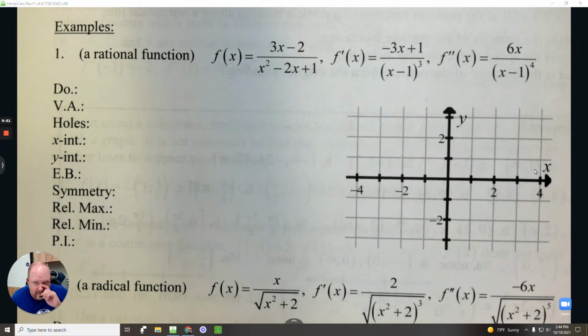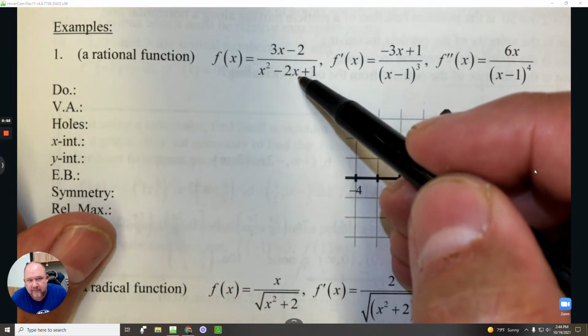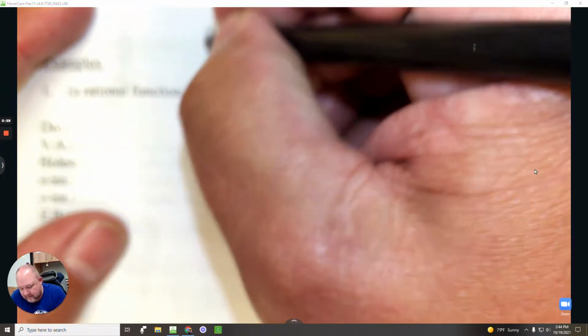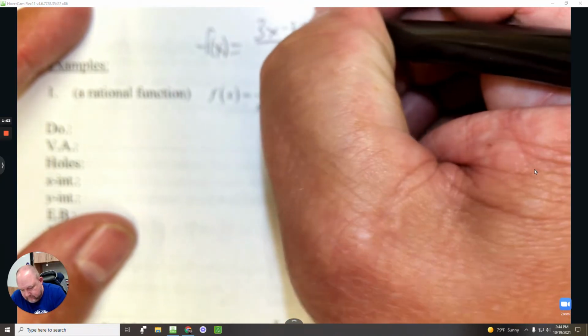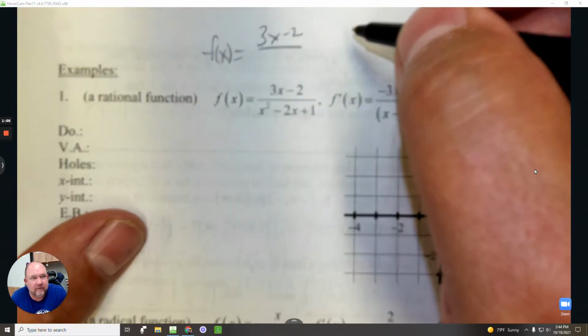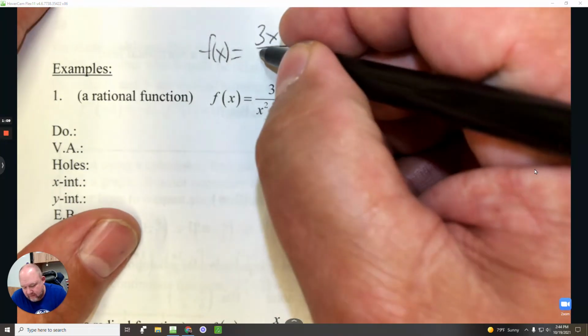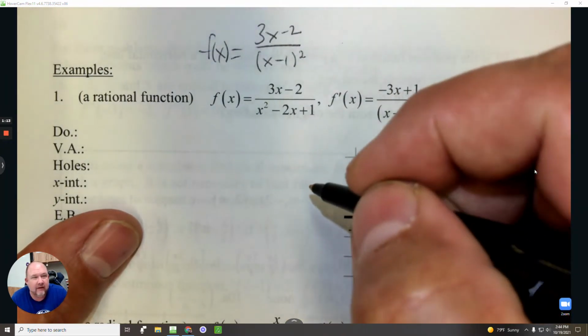Number one, the domain comes from the denominator. So if I'm going to do that properly, I should factor it. What two numbers multiply to 1 and add to -2? -1 and -1. So I'm going to write it as (x-1) squared.